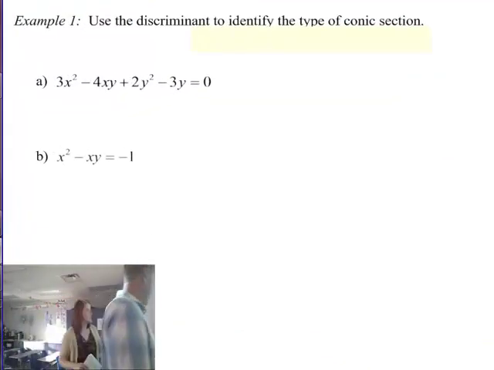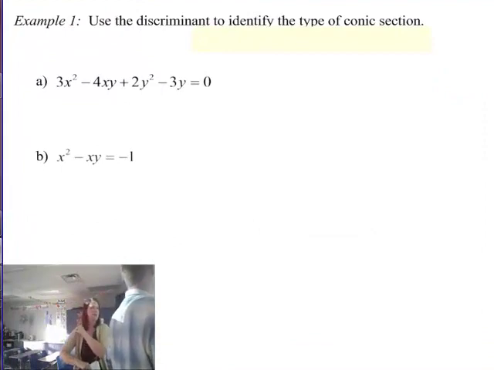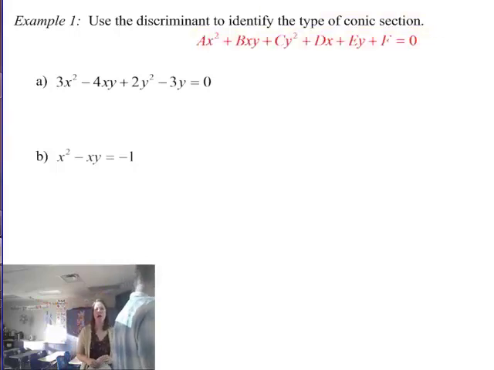So Mr. Madsen's going to help us out with an example here. We're in example 1, and we're going to figure out what type of conic we have. That equation is from the front screen. It's on a different slide for us, but for you it's on the same paper.